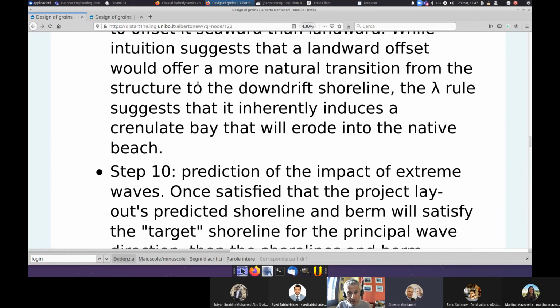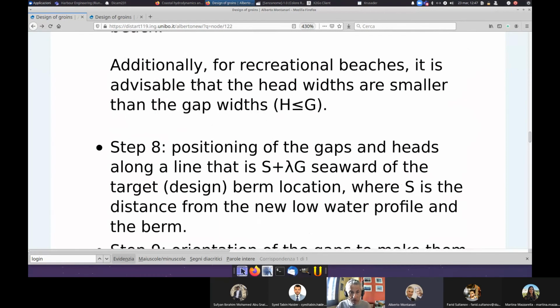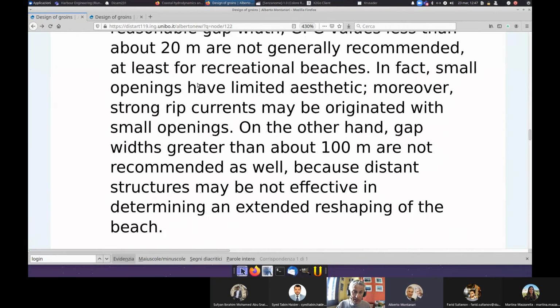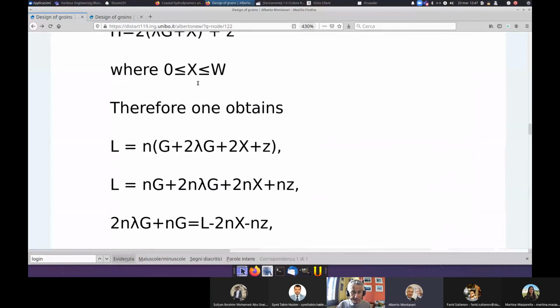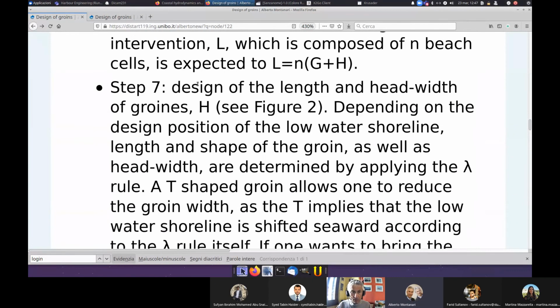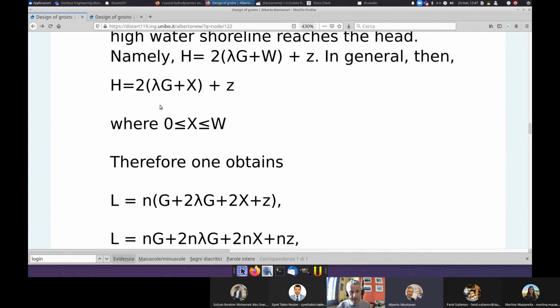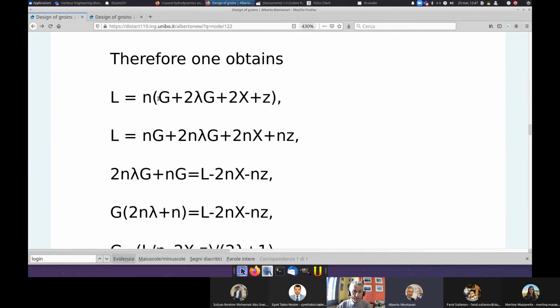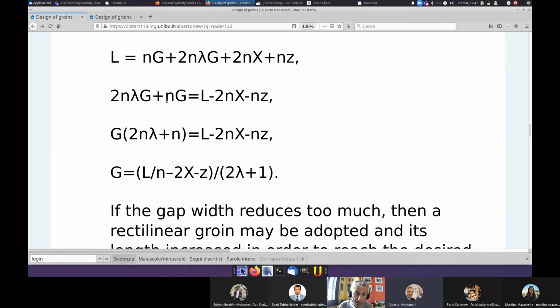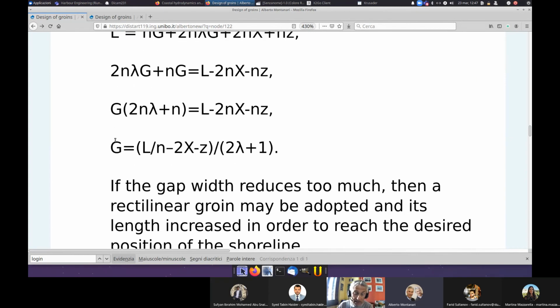On the other hand, this is mainly descriptive, with the exception of, I'm going back, step 7, where very simple calculations are done. But this is a question that I may ask at the exam. So the question may be, what is the gap that you should give to groins in order to bring the high water shoreline close to the head of the groins themselves? This is a possible question.